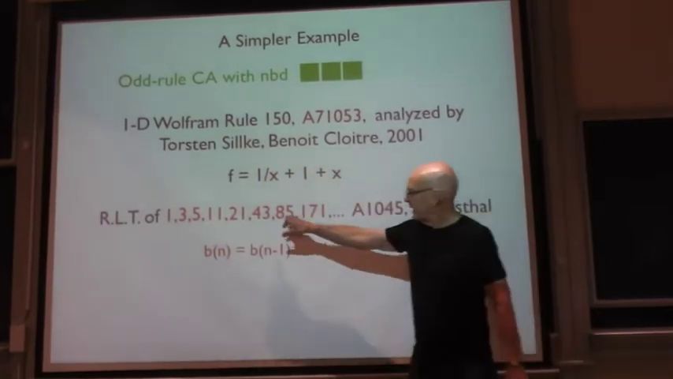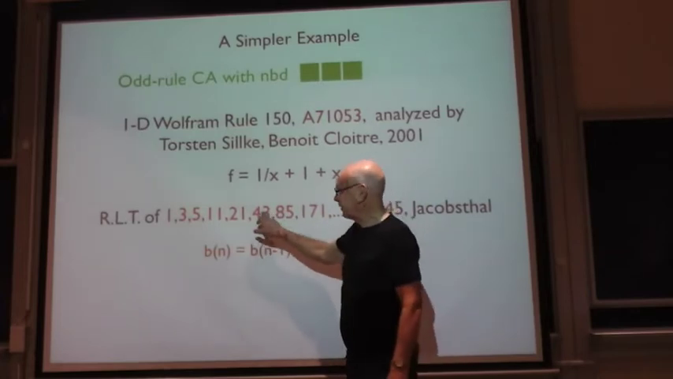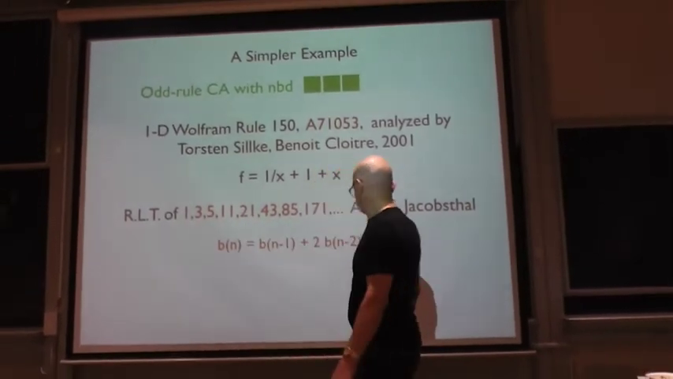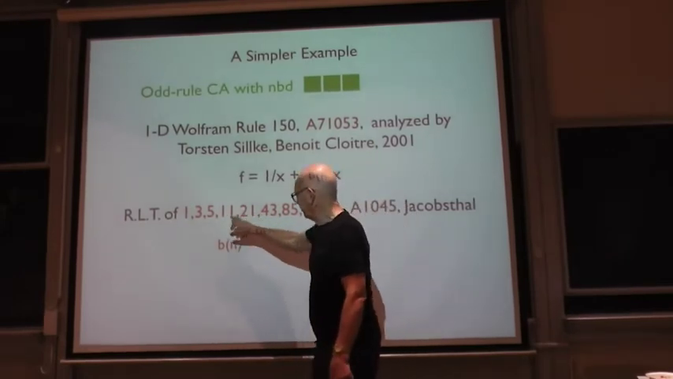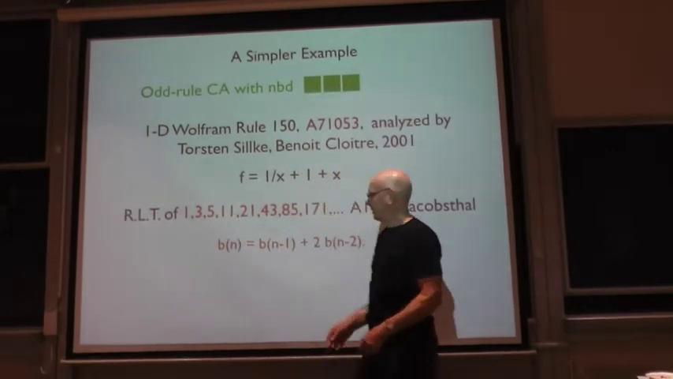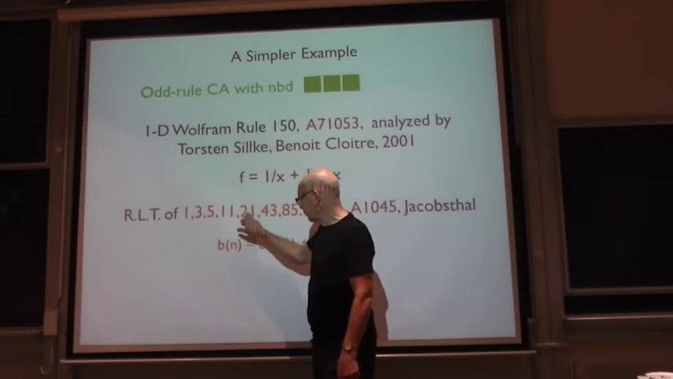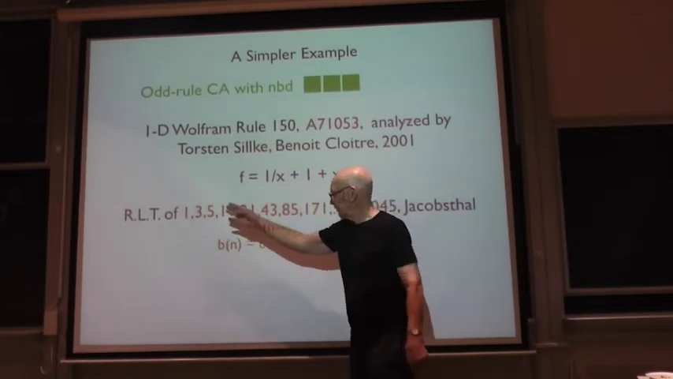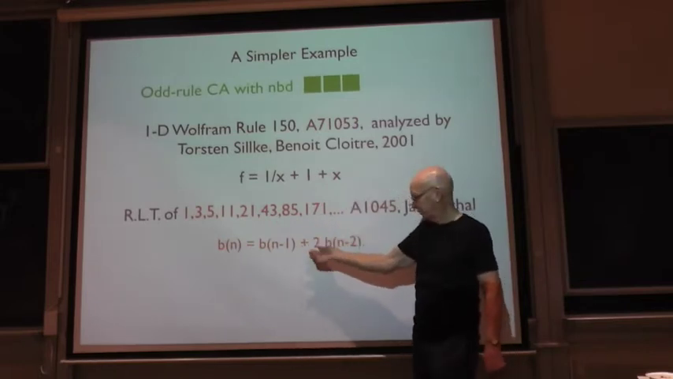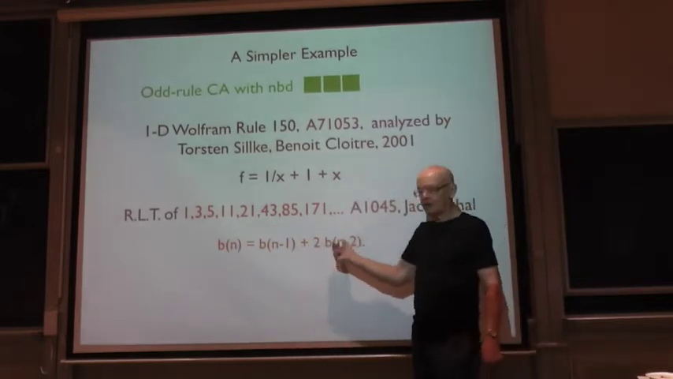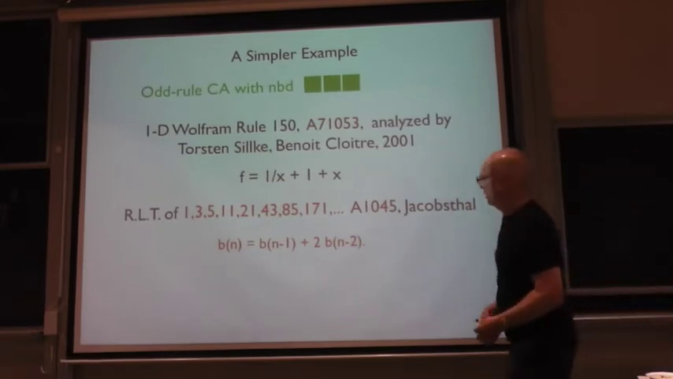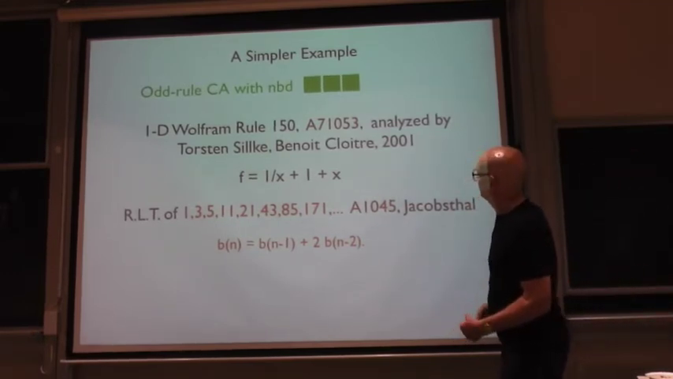And you can see that 43, for example, is 21 plus twice 11, 43. 21 is 11 plus twice 5. So you stare at this and it jumps out at you that it's previous term plus twice the term before that. Or you look it up, A1045.